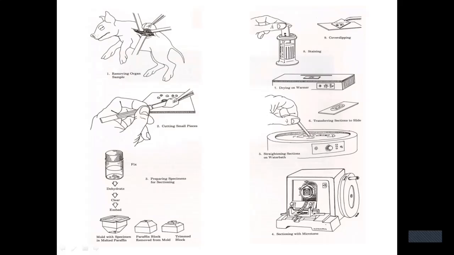Preparing the specimen for sectioning. For the sectioning, beginning with the dehydration and clearing, embedding, mold with the specimen in the molded paraffin block, remove from the mold, and then trimming by cutting or trimming of the slide. Another step, sectioning with this microtome, taking this block specimen into the microtome. Another steps, straightening the section in the water bath and drying on a warmer.